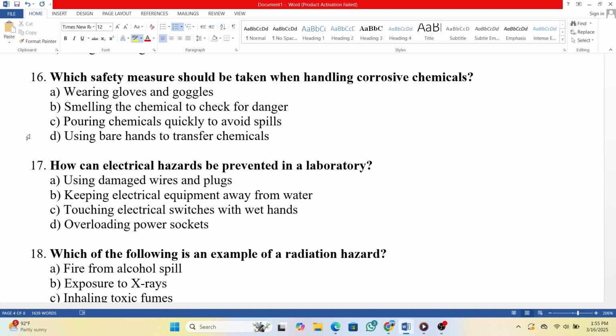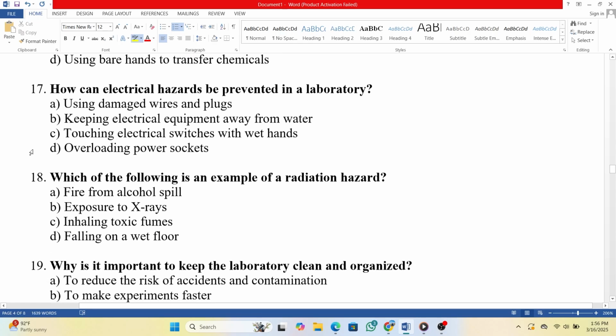B. Smelling the chemical to check for danger. C. Pouring chemicals quickly to avoid spills. D. Using bare hands to transfer chemicals. Answer, A. 17. How can electrical hazards be prevented in a laboratory?